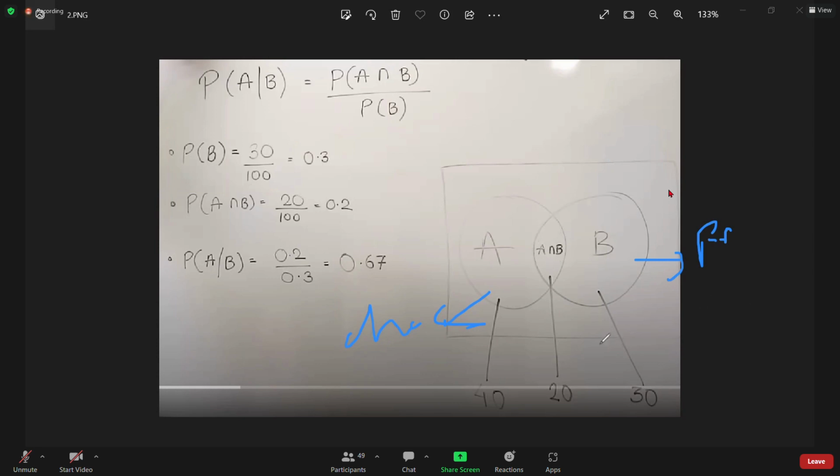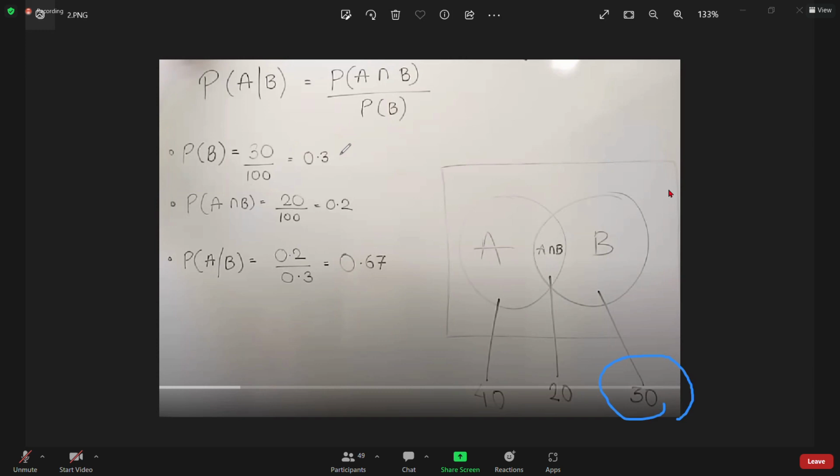Do you understand, guys? In this example we have two events, A and B, and A intersection B. So what I'm saying, 40 students like to eat chocolates and 30 students like to eat fruits, and there are 20 students who like to eat both chocolate and fruits. I can say, what is the probability of B? The total is 100. The probability of B is 30 by 100.